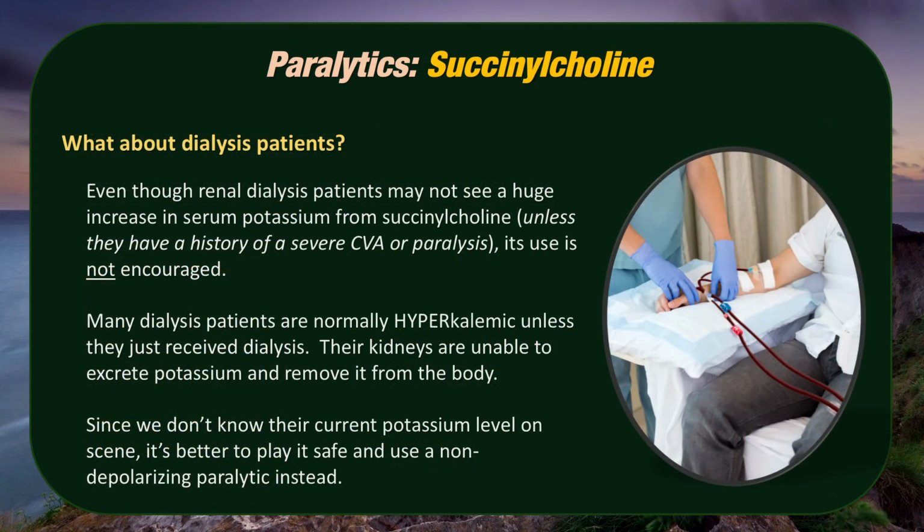The dialysis patient, most of these patients live hyperkalemic all the time unless they just came from dialysis. Their kidneys are unable to excrete the potassium, so therefore it doesn't take long for them to build dangerously high levels. A lot of these patients can sit at 6 and 7 sometimes. So any effect on that potassium is not encouraged, and so that is why succinylcholine is contraindicated in our dialysis patients.